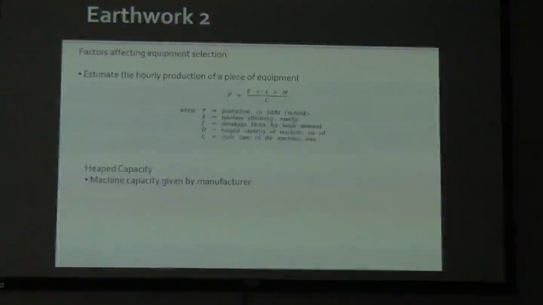Heaped capacity comes from the manufacturer. It's the capacity of any type of dipper or shovel that you pick up, and the heaped portion is that portion that rises above or domes above the device itself, so that the amount of material that we're actually removing is greater than the volume of the dipper itself.